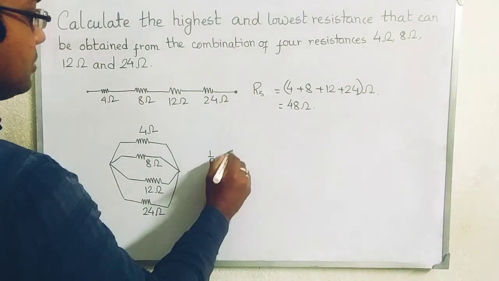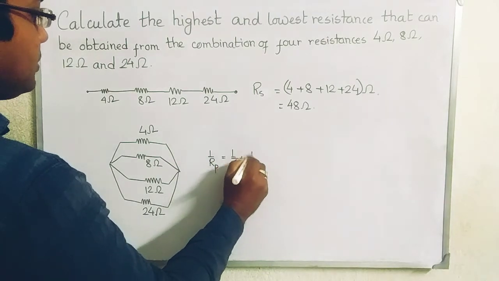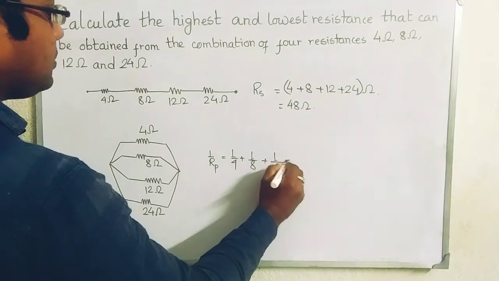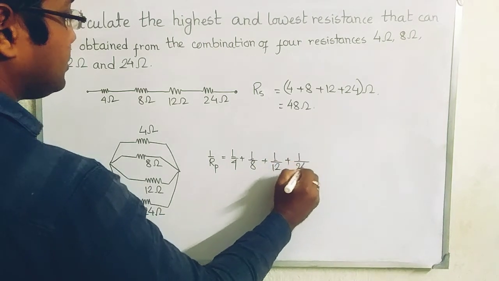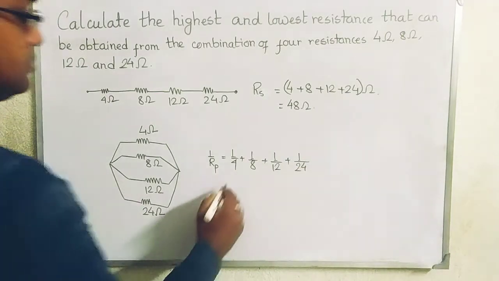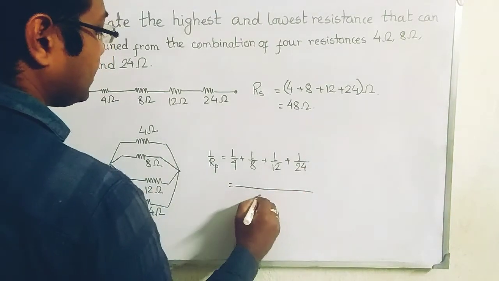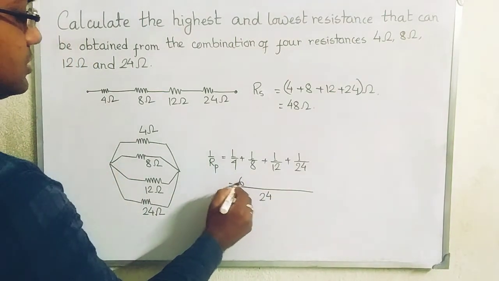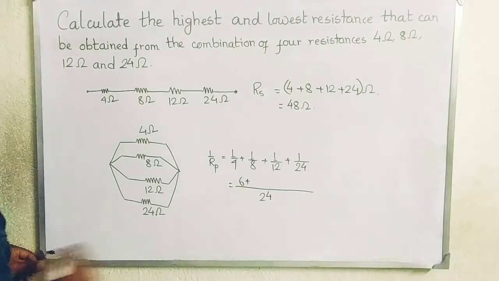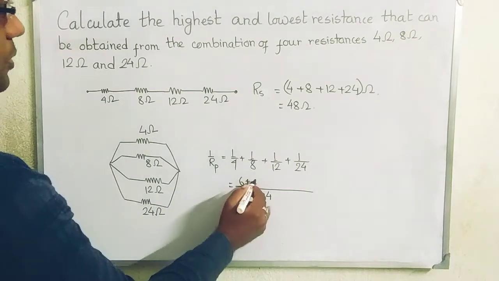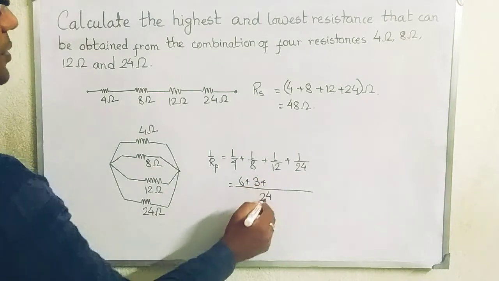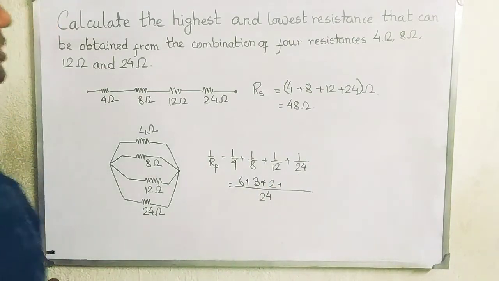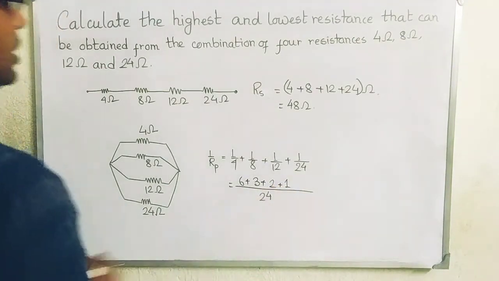by RP should be equal to 1 by 4 plus 1 by 8 plus 1 by 12 plus 1 by 24. If I do the LCM, it will be 24. So 4 divided by 24 is 6, 1 into 6, so it is 6. 8 divided by 24 is 3, 1 into 3 is 3. 12 divided by 24 is 2, 1 into 2 is 2. 24 divided by 24 is 1, so it will be 1.